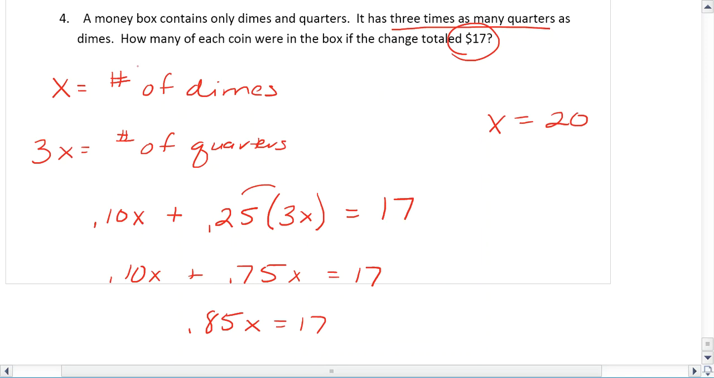So now to answer the question, how many of each coin? Well, we know over here that x was the number of dimes. So there was 20 dimes in the box. And the other thing we knew is that there was 3 times as many quarters. So 3 times 20 is 60, and now we know there was 60 quarters.